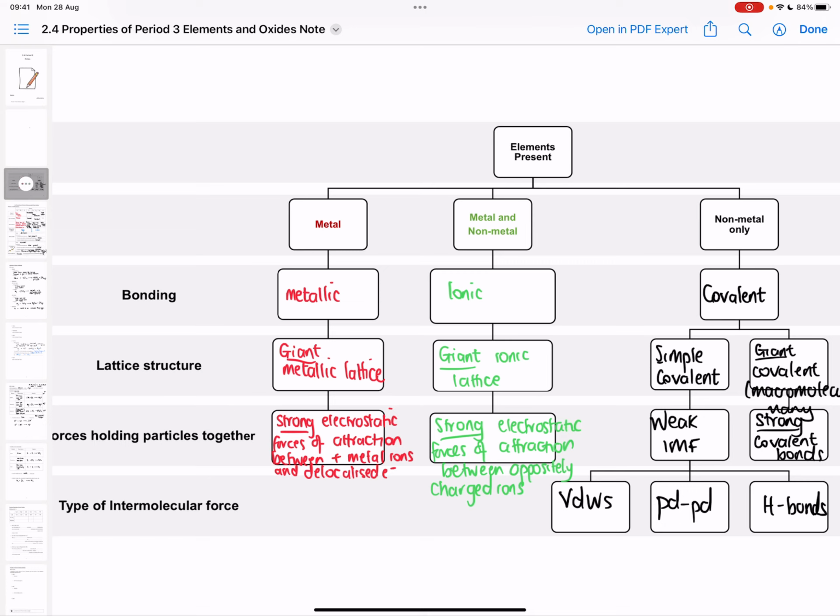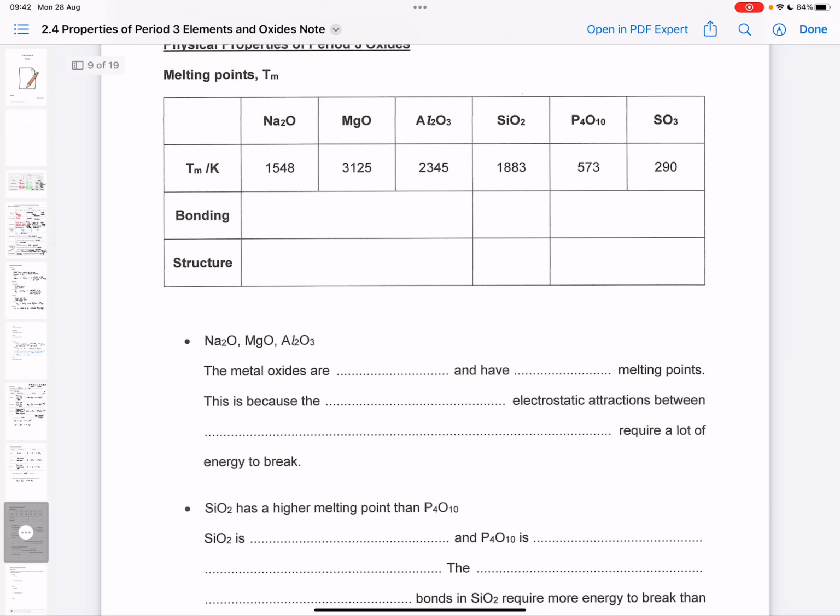Now remember, we're going to be looking at the period 3 oxides, and in the last video when we formed those period 3 oxides, we were making some from metals and some from non-metals. Therefore we are going to have compounds that contain metals and non-metals and are ionic, but some that contain non-metals only, because they're made from a non-metal with oxygen, which is also a non-metal, and so we're going to have some that are covalent.